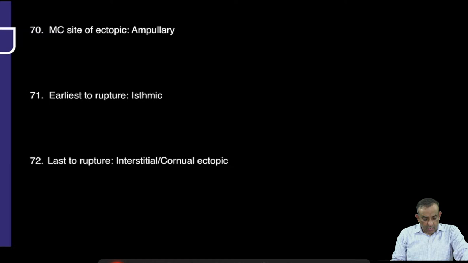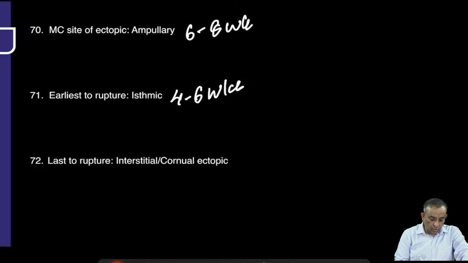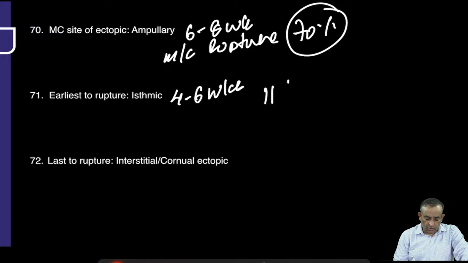Most common site of an ectopic pregnancy is ampulla, and earliest rupture is isthmic. So isthmic ruptures at 4 to 6 weeks, ampullary ruptures at 6 to 8 weeks, and the most common rupture is obviously the one which is more common. 70% of ruptured ectopics are ampullary ruptures. 10 to 11% is isthmic rupture.